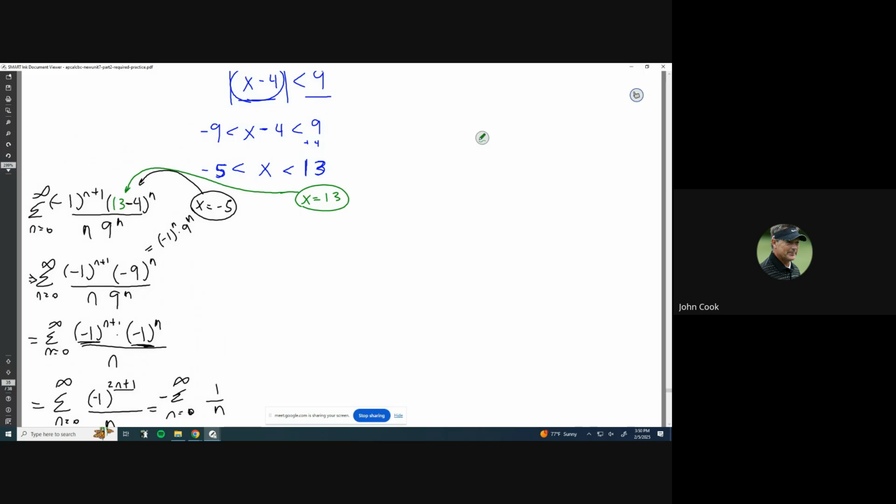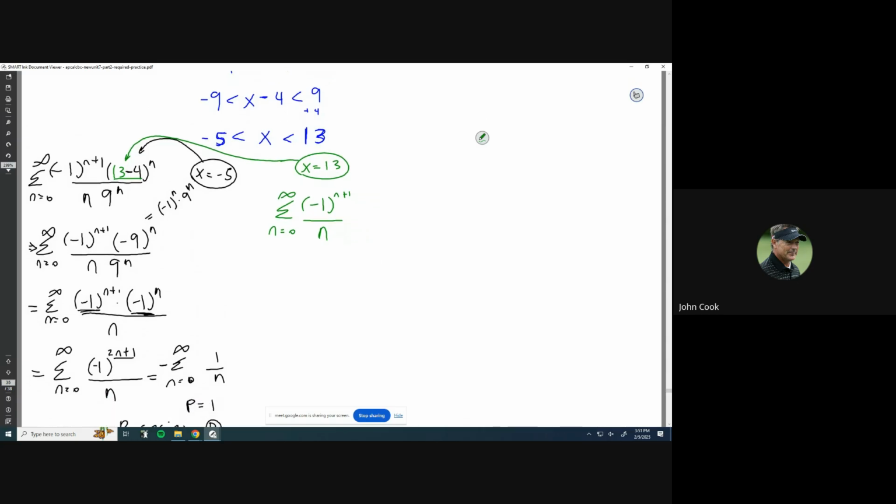So if I plug in 13, 13 minus 4 is 9. So I end up with the sum from n equals 0 to infinity of -1 to the n plus 1, and then 9 to the n, over n times 9 to the n. Do you guys see something that cancels in the top and the bottom? Yeah, the 9 to the n. Good, good. So that cancels out. And now I've got this thing. So this is an alternating series, and the alternating series test is the best thing for this one.